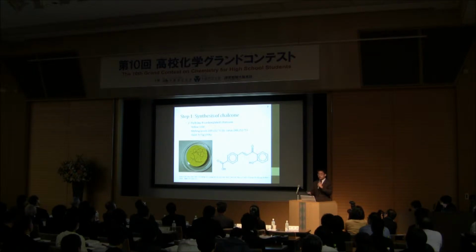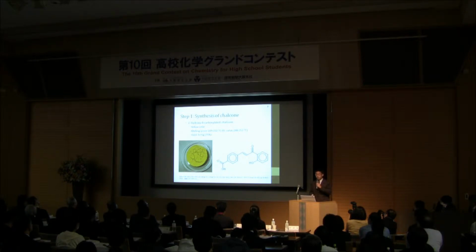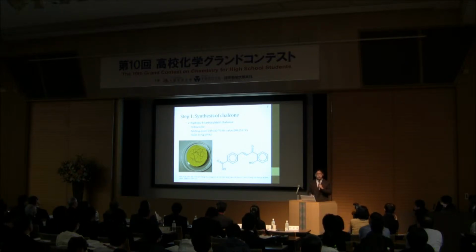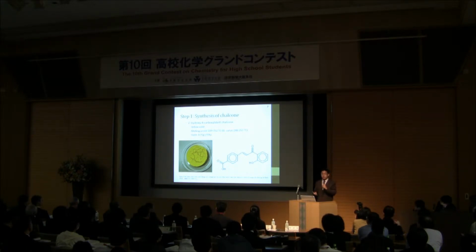So after we performed suction filtration, we obtained the 2'-hydroxy 4-carboxylated chalcone in the form of a yellow solid shown here. After we did a melting point test on the compound, we obtained a melting point of 249 to 252 degrees Celsius, which is very close to the literature value of 248 to 252 degrees Celsius, indicating that it's pure. The yield that we got was 75%.